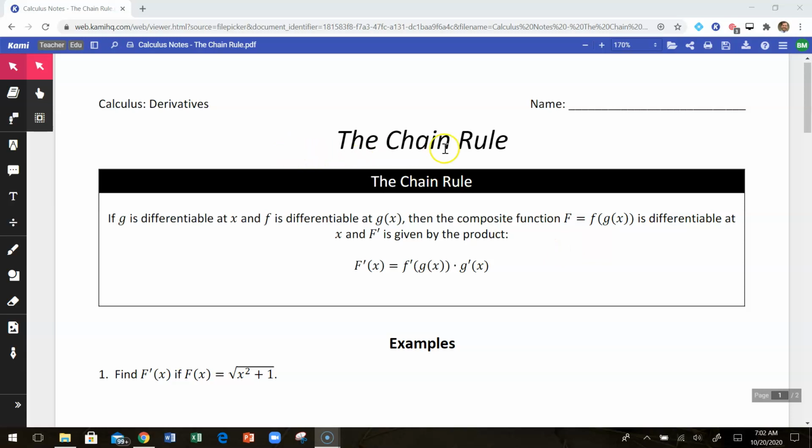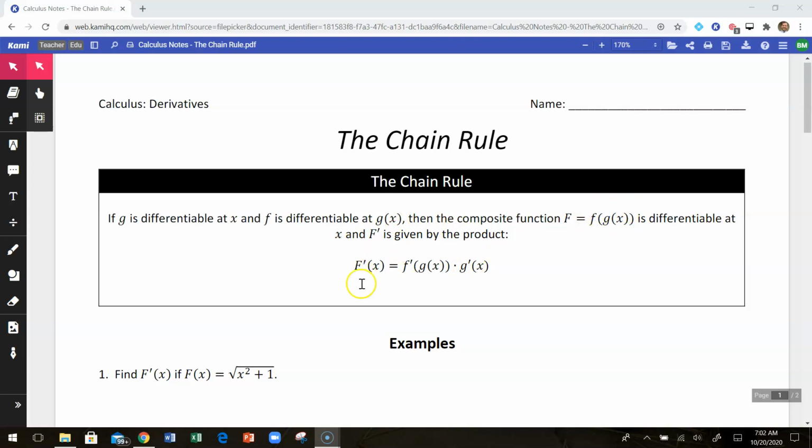When it comes to finding derivatives, one of the most important rules, and something that a lot of people miss, is what's called the chain rule. The chain rule comes into effect whenever you have function composition going on. So what this says is if we have some function, capital F, and it's f of g of x, that means there is a function plugged into another function.